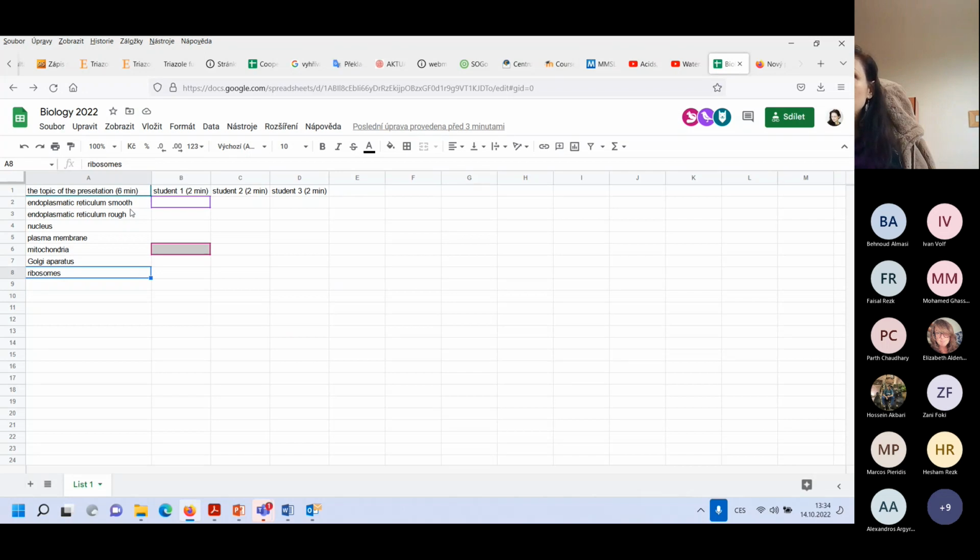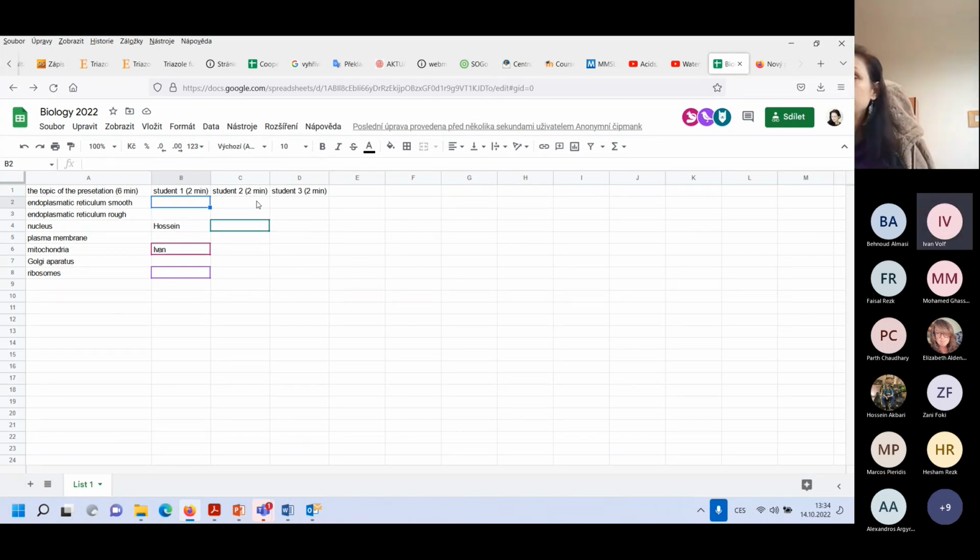These are the topics: endoplasmic reticulum smooth or rough, nucleus, plasma membrane, mitochondria, Golgi apparatus, and ribosomes. So please choose the organelle most interesting for you, and here write your name. For example, here is some anonymous raven. Just write your name here. But be careful. If you write your name here, you have to be sure that the other students are able to cooperate with you. So it's even better if you speak together before you book your topic. And you are going to present next Friday.